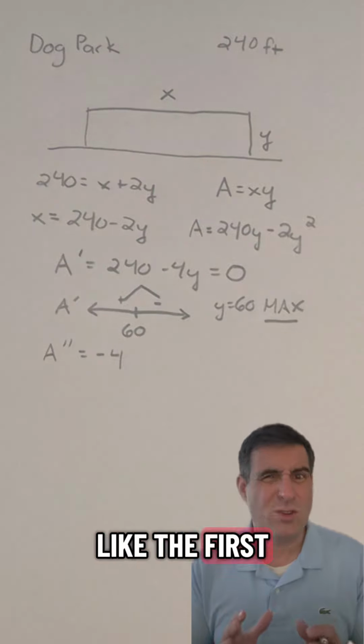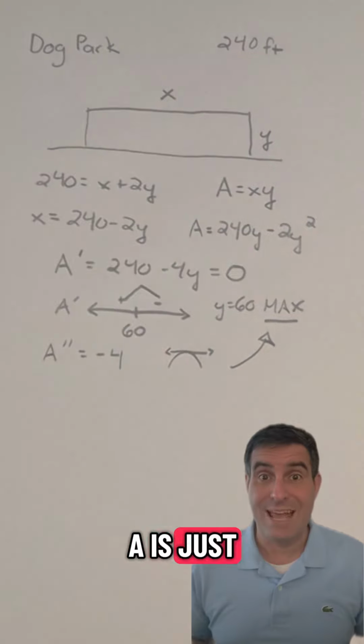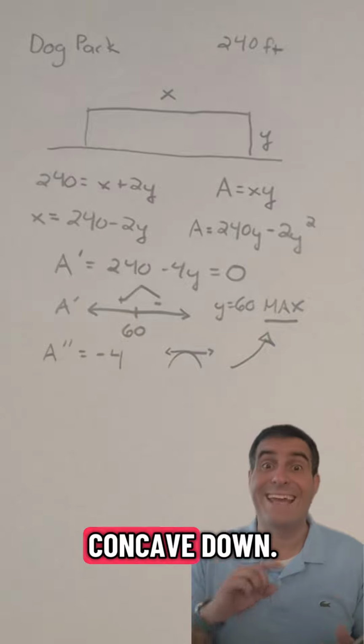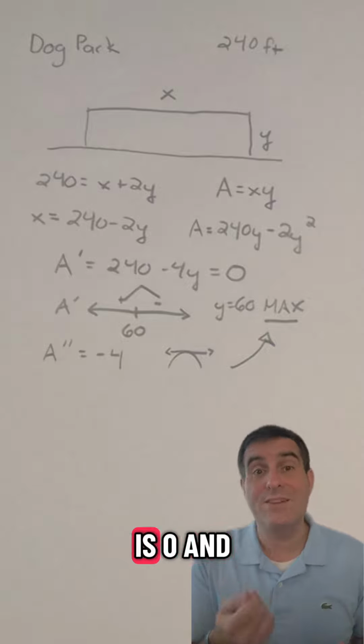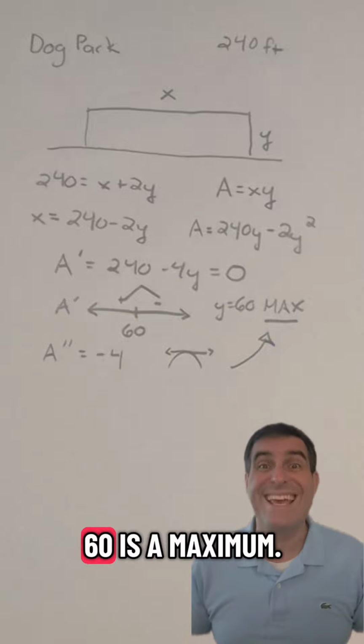If you don't like the first derivative test, you can do the second derivative test too. Second derivative of A is just -4. That means our function is concave down. If your derivative is 0 and your function is concave down, that makes you a maximum. So again, you can see that y equals 60 is a maximum.